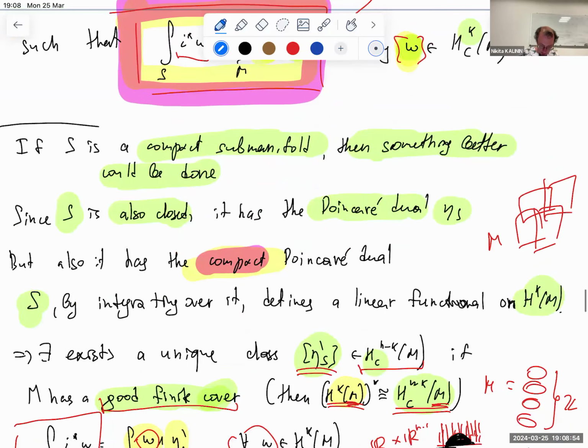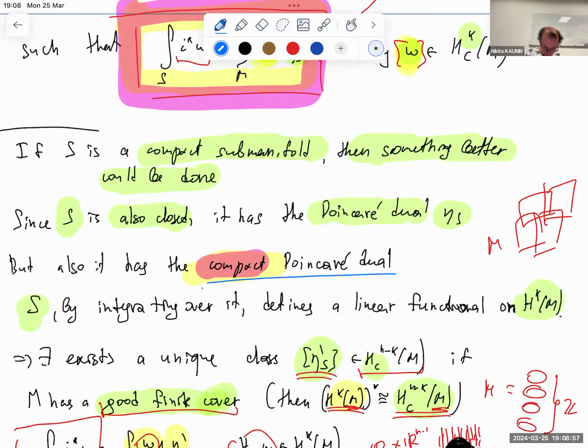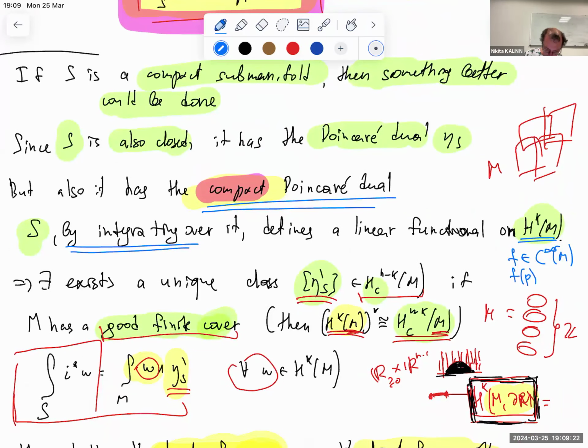Okay, but if our manifold is compact, what should we do? Here, in our case with the point, by integration over it, we just evaluate at it. We now have a linear function on the k-th homology of M. So we have a function, in our case just a function f in C infinity of M, and we just evaluate it. Right? So by duality, there should exist a unique class in the compact n-th homology of Rn, which gives us this one.